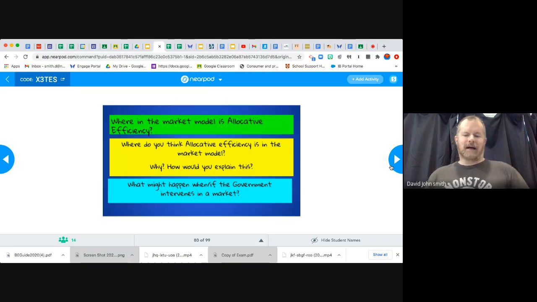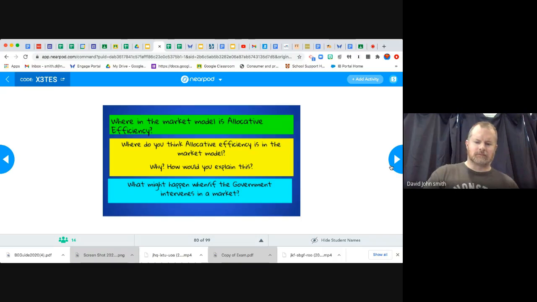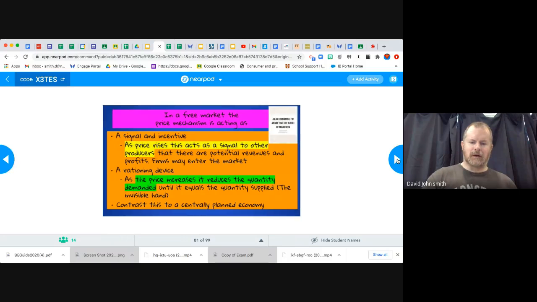Where in the market model is allocative efficiency? Where do you think it is? Well, it's right at the equilibrium. Now, to review, this is what we need to think about. So this is the new for the day.